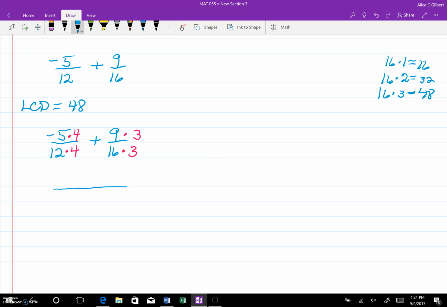So now my denominators are both 48, and I multiply these up, and now the numerator is an addition problem whose signs are different, so I subtract the small number from the big number. 27 minus 20 is 7, and keep the sign of the big number, and we're done. And there, guys, is a quick review of fractions.